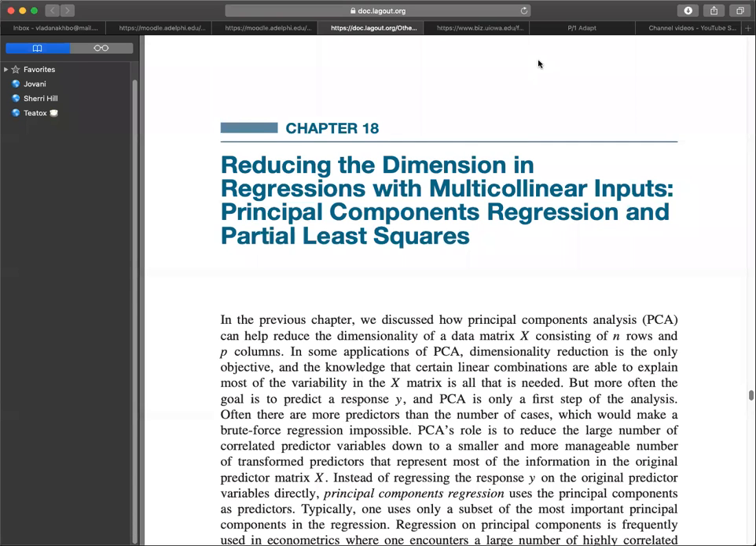This week, because I do not have access to R, we'll just be going through the chapter. Chapter 18, Reducing the Dimension in Regression with Multicollinear Inputs, Principal Components Regression and Partial Least Squares.